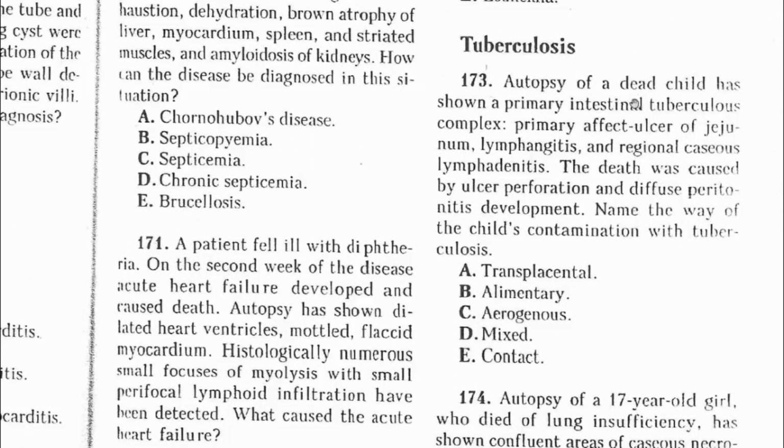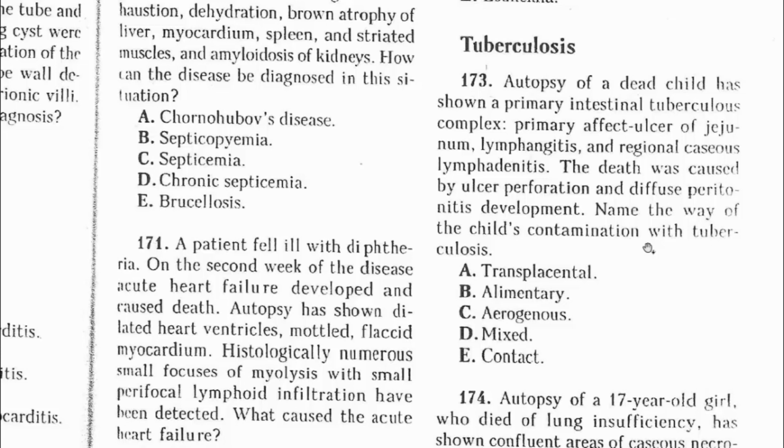Autopsy of a dead child has shown a primary intestinal tuberculosis complex: primary affect ulcer of the jejunum, lymphangitis, and regional caseous lymphadenitis. The death was caused by ulcer perforation and diffuse peritonitis development. Name the way of the child's contamination with tuberculosis. Now, the modes of transmission of tuberculosis include inhalation, ingestion, inoculation, and transplacental.